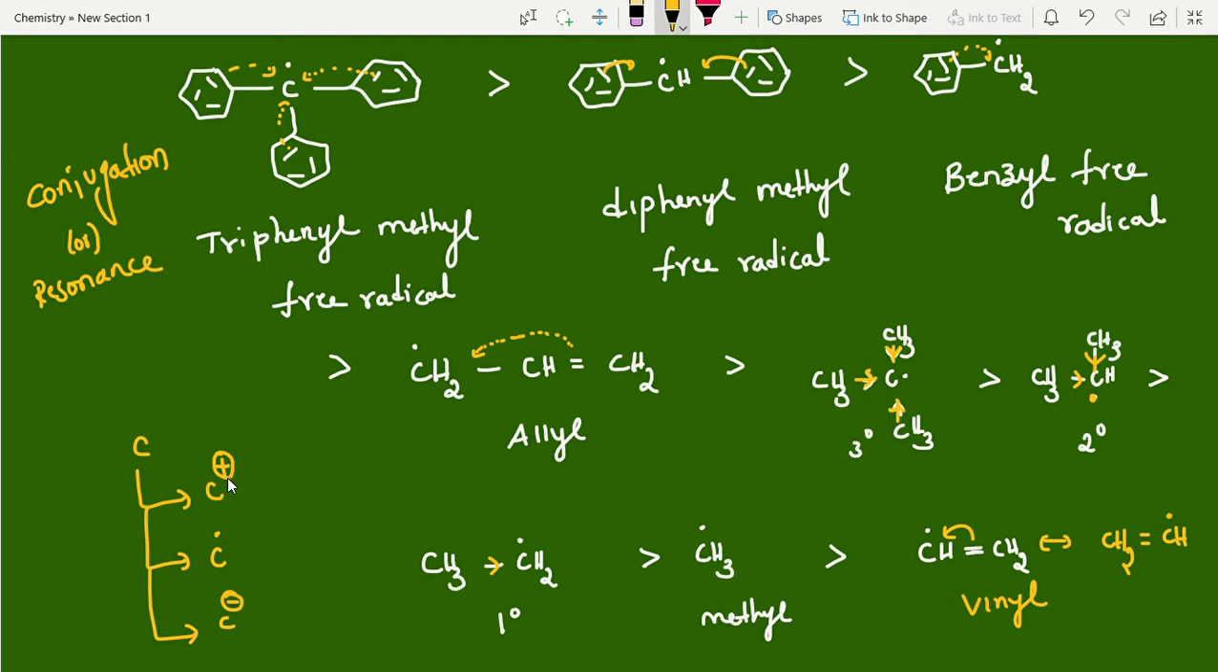Carbon positive, positive means deficient, deficient means unstable. He will take electrons from someone, get stabilized and go to the neutral, stable condition. A free radical is also unstable, he also takes electrons from someone, finally going to the stable, neutral condition. Carbanion is electron rich, acts as a nucleophile, while the other acts as an electrophile. We discussed all these points in the previous video. Carbanion is also unstable, more electrons is unstable, fewer electrons is unstable, only the neutral condition is stable.